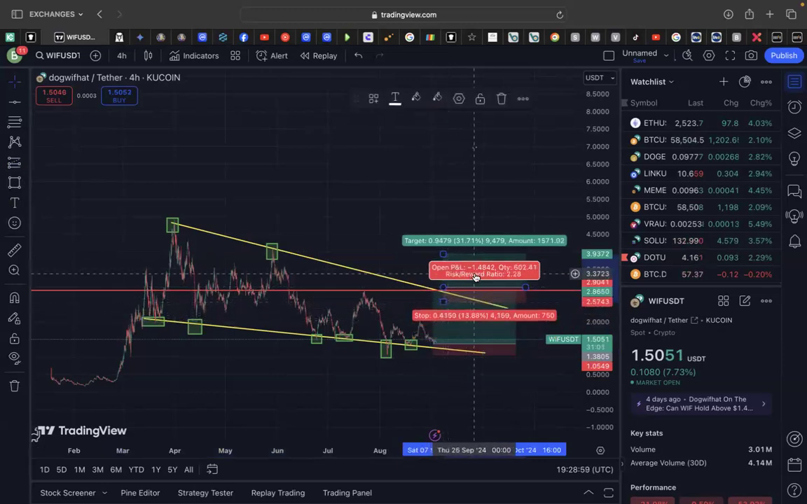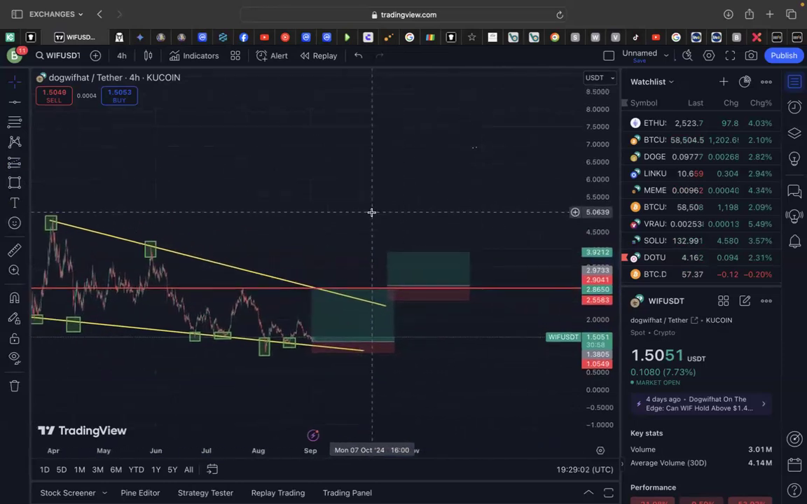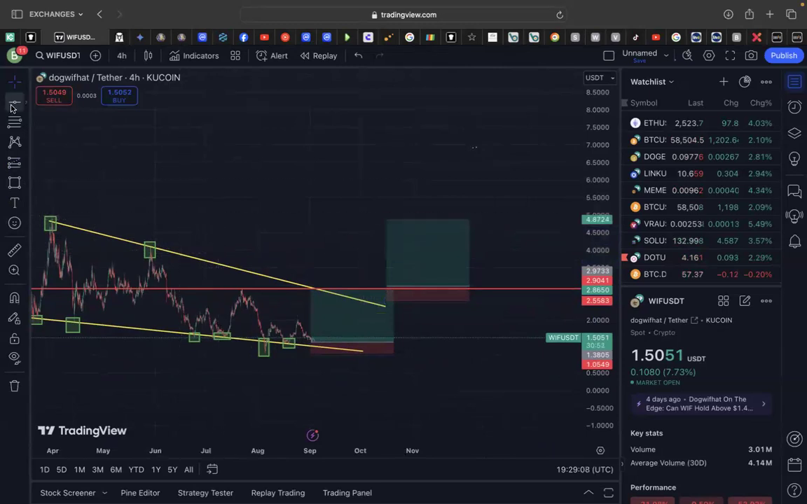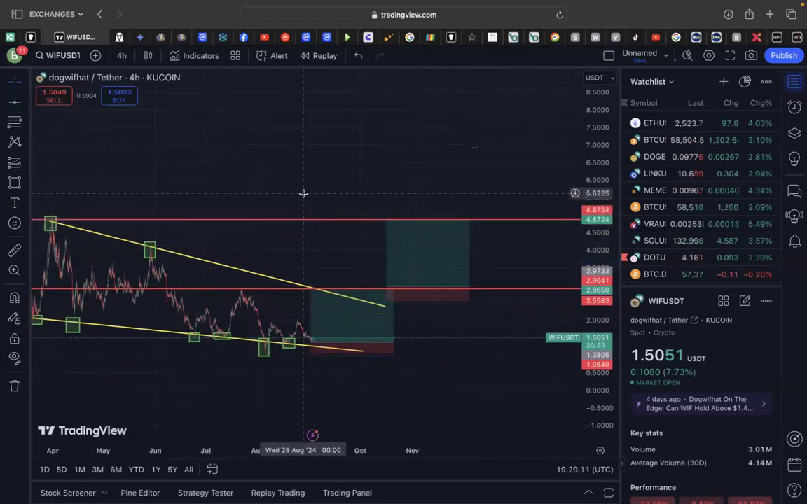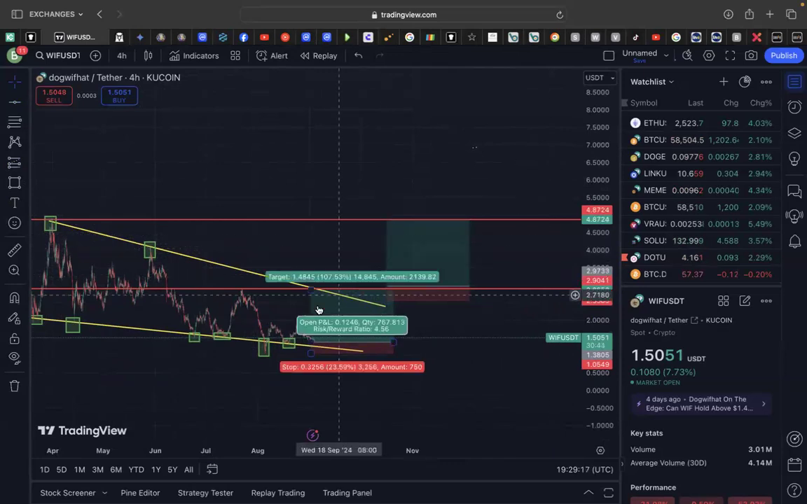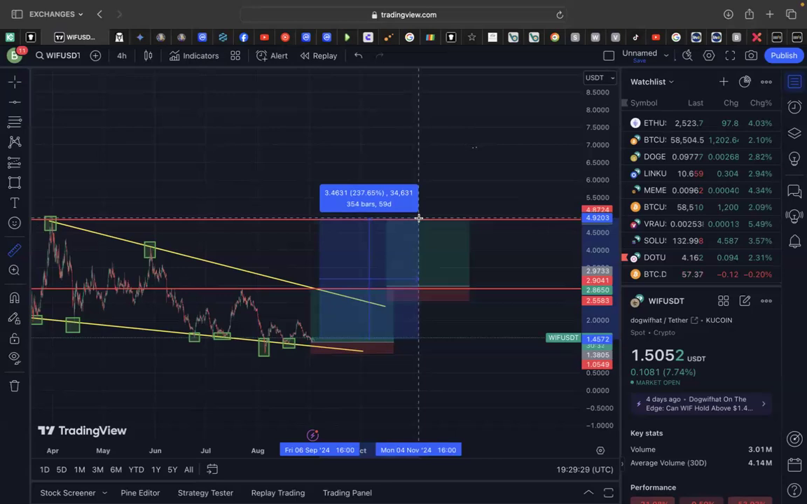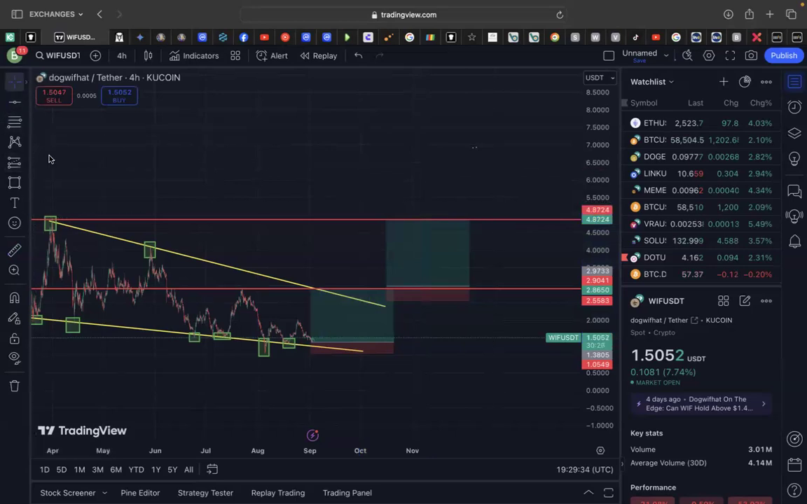we would enter new trades, going all the way up to $4.9. From the very bottom where we are, all the way to $5 would be a 240% move.